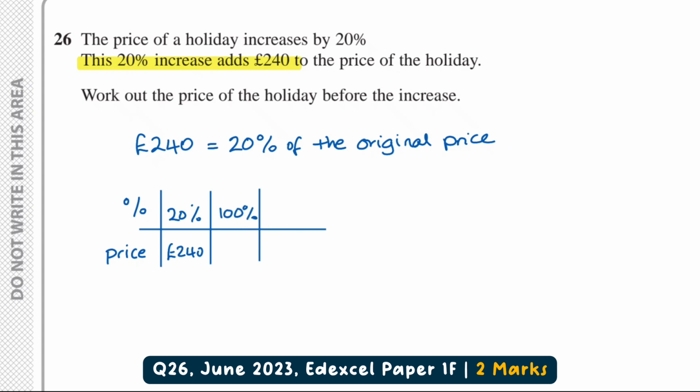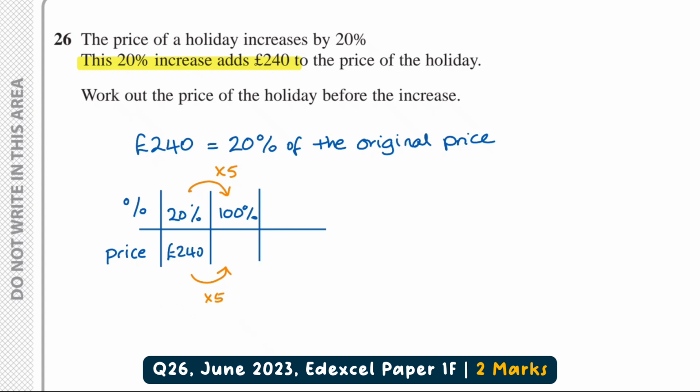When you're using the ratio table, you're either multiplying or dividing. So if we're starting from 20% and we're trying to get to 100%, we know it's going to be a multiply because the numbers are getting bigger, right? So we're going to multiply by 5 because 20 times 5 will give us 100. And because we've multiplied the top value by 5, we'll multiply the bottom value by 5 as well. So we'll do £240 times 5.